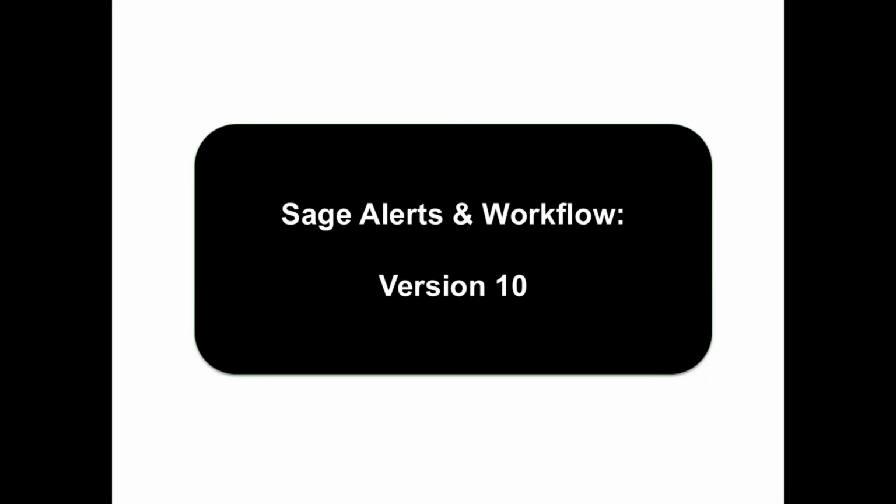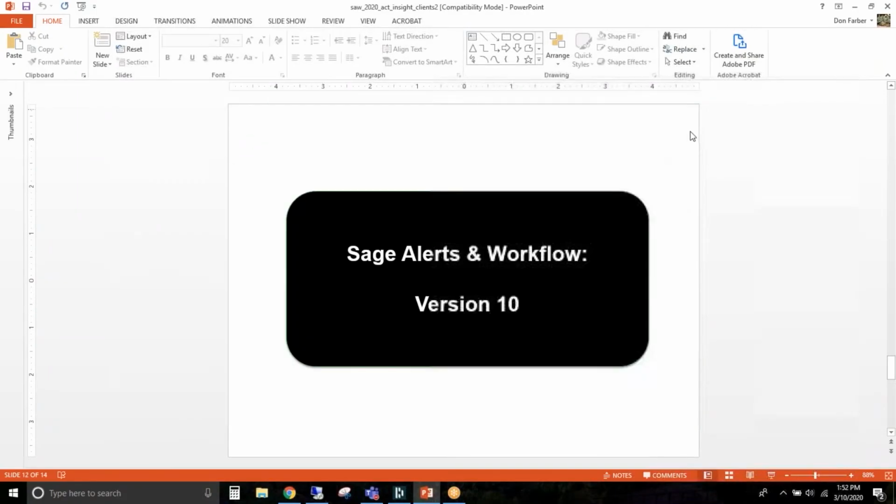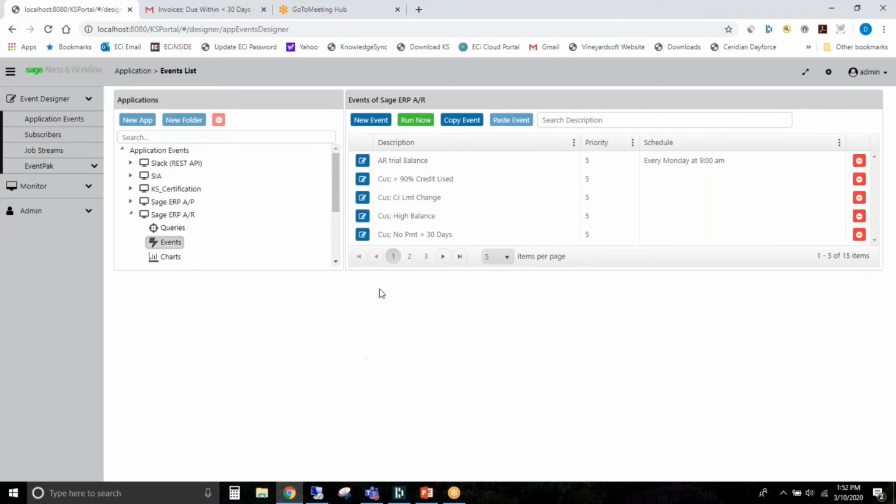So now let's take a look at Sage Alerts and Workflow version 10. Sage Alerts and Workflow version 10 is a 100% browser-based application. Everything that you need to do, everything that you need to know is all done from this one browser window. It's worth noting that Sage Alerts and Workflow version 10 is a .NET application which stores its data in a Microsoft SQL Server environment. Let's now take a look at how a typical event is configured in Alerts and Workflow.